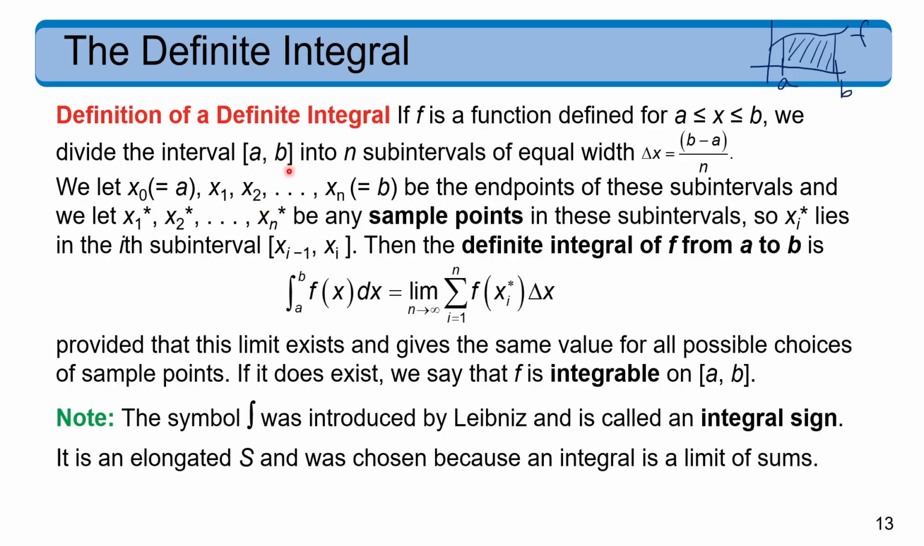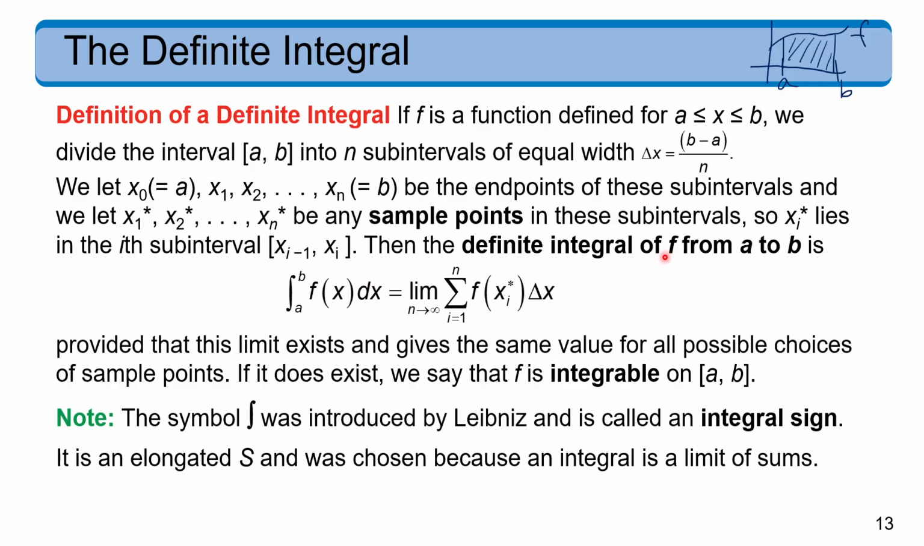You keep adding delta x's till you get to the right endpoint b, and that one would be called xn. Then we take our sample points, right? We discussed the idea of sample points before. Within each subinterval, you choose any point in that subinterval and you call it a name like this. So in the first subinterval, wherever you choose your sample point, you call it x1 star. And in the second subinterval, choose your sample point, call it x2 star, all the way down to the last one.